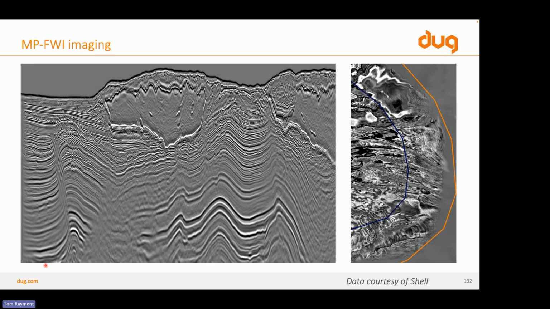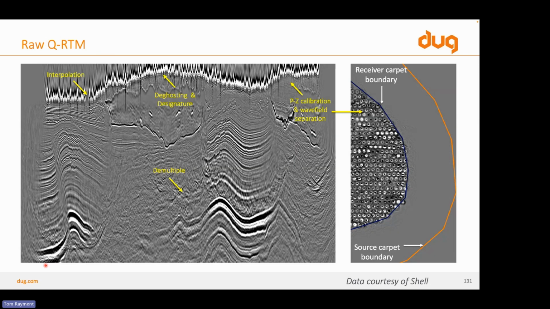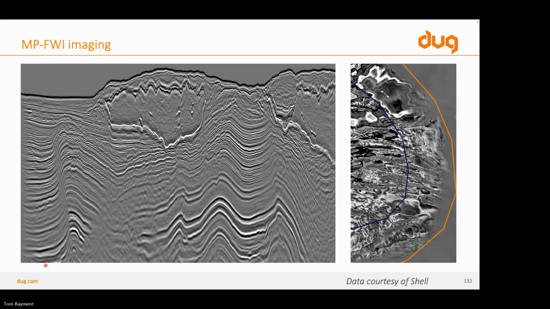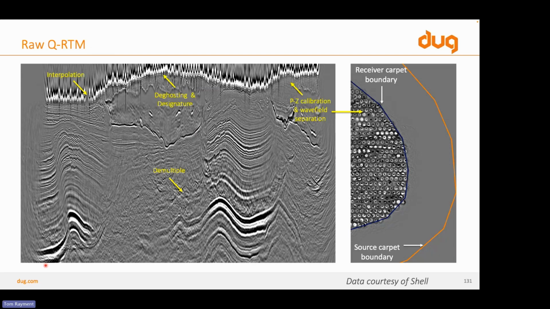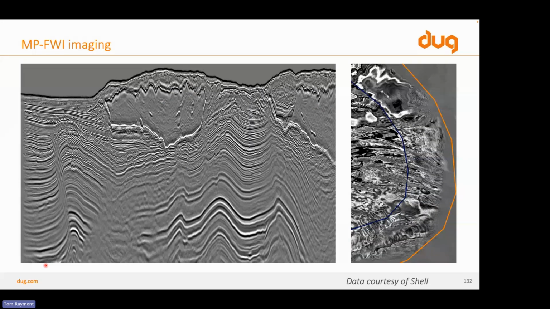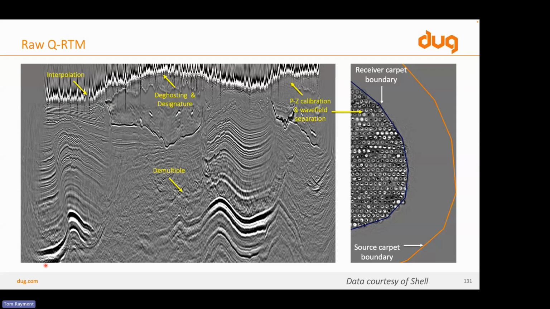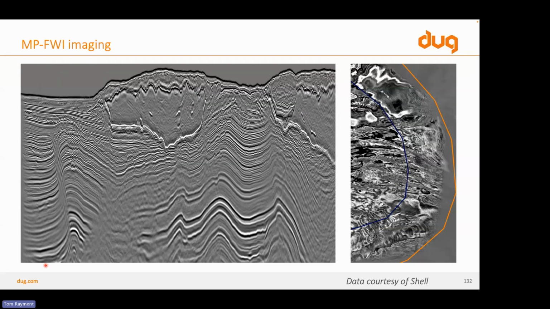So you can see that the seabed has gone from a white, then a black event to a single black event. It's handling the deghosting, it's handling the designature. The imaging in the near surface is being resolved, especially evident from the depth slice on the right-hand side. That must be coming from the downgoing wavefield. You can see the multiples are disappearing and the primaries are coming through in the deep.